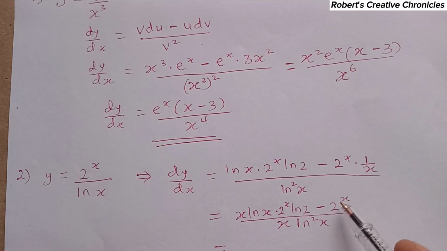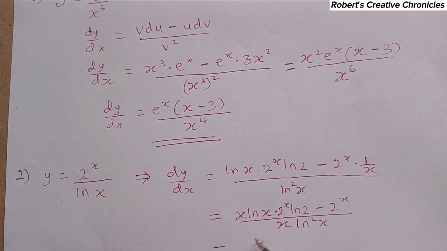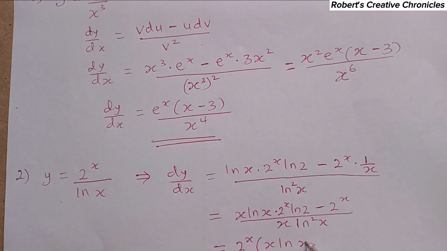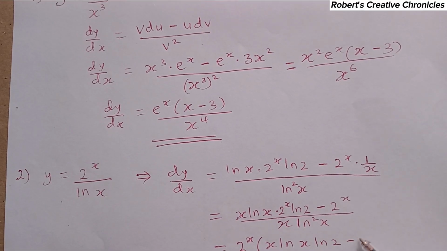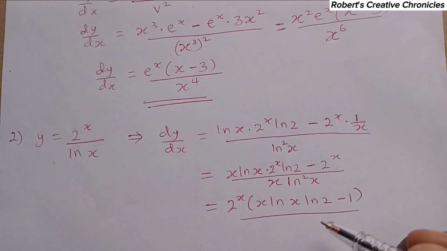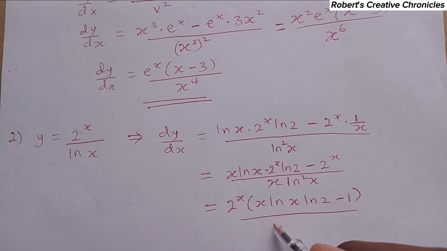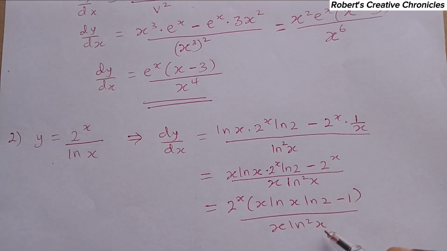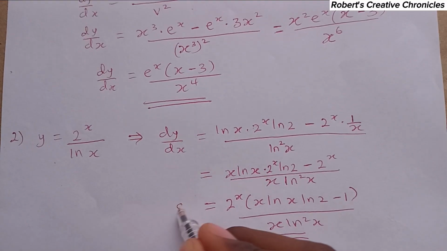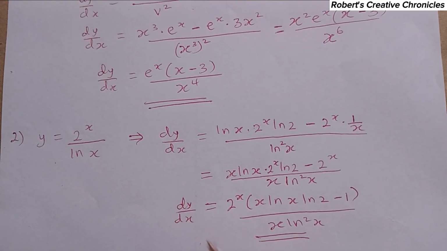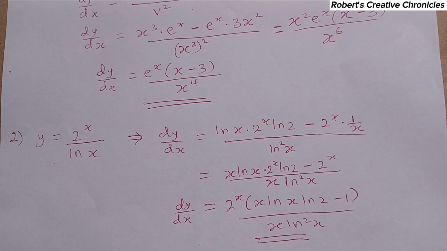So now we can factorize 2 raised to the power of x, to become 2 raised to the power of x times (x ln x ln 2 minus 1) over x ln square x. So this is the final answer of this derivative, dy/dx. So this is it. Let's move to the third one.